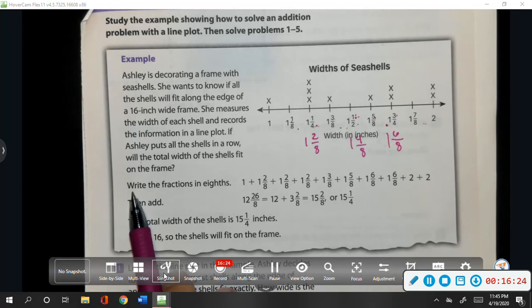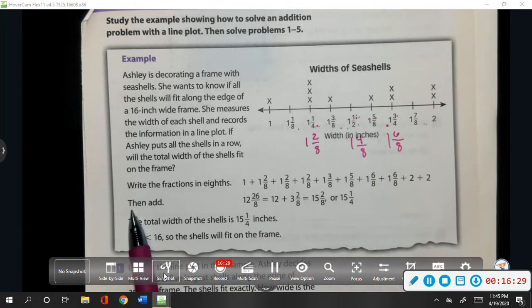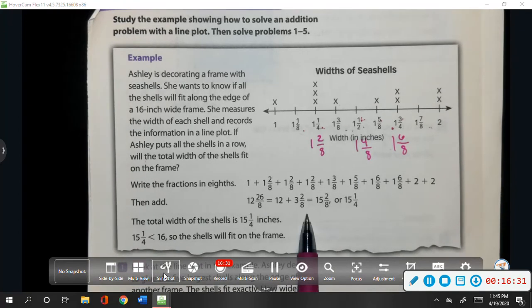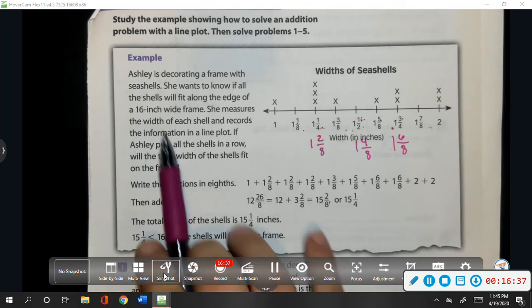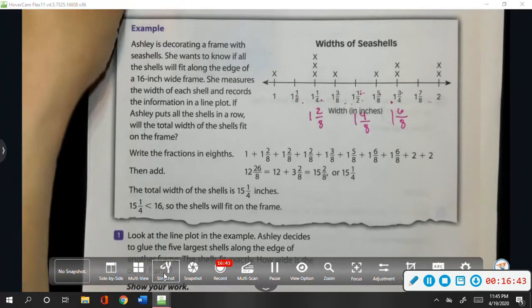They wrote the fractions in eighths, which is what we just did. So they went ahead and converted it for us. Then they added, and the total width of the shells is 15 1/4 inches. 15 1/4 inches is less than the 16-inch wide frame that she was working with. So all the shells should fit on the frame just fine.